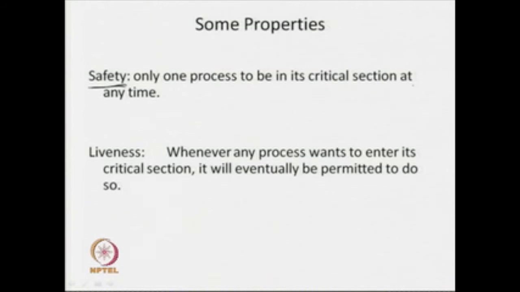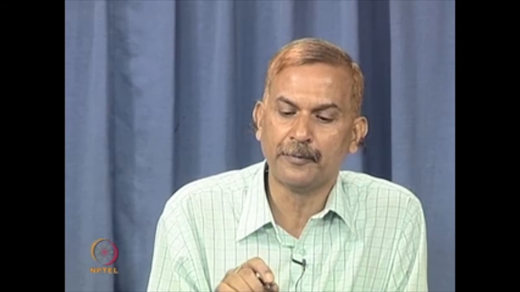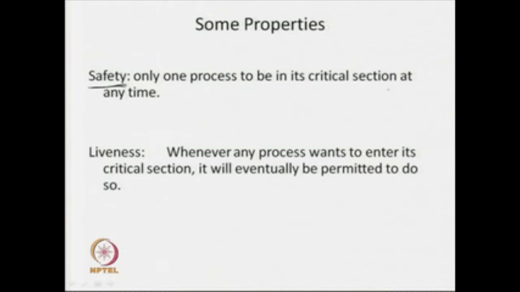If two processes remain in the critical section at the same time, both of them are going to manipulate the data, and the manipulation of one process may not be reflected in the other, because it will be overwritten by the other process. So, this is basically the safety property: only one process to be in its critical section at any time.